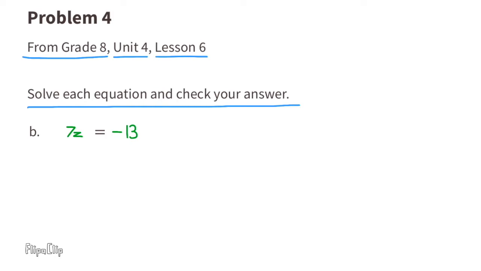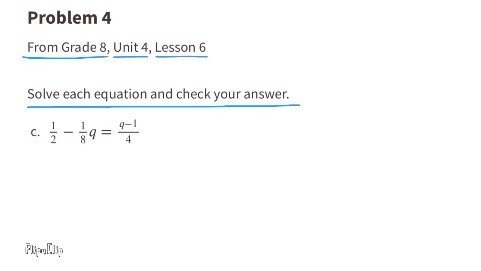Let's make the z just 1z by dividing both sides by 7. 7z divided by 7 equals 1z, and negative 13 divided by 7 equals negative 13 sevenths. Z equals negative 13 sevenths. You can check your answer by substituting the z with a negative 13 sevenths.